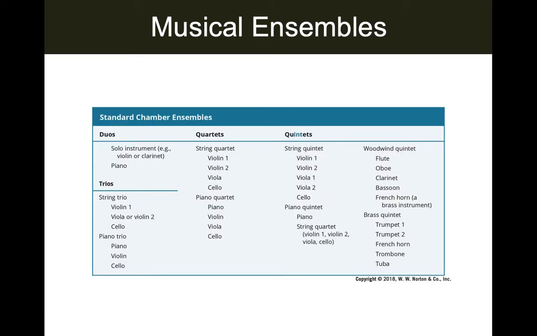Here's an example of some standard chamber ensembles. We have a solo instrument, violin or clarinet, and a piano. That's a duo or a duet. You could have 2 violins, or a clarinet and a trumpet, just 2 different instruments. Trios, you have string trio, which is violin 1, violin 2, and cello. Piano trio, which is a piano, a violin, and a cello. String quartets, violin 1, violin 2, viola, cello. Piano quartet, piano, violin, viola, and cello, etc. You can see the rest of those.